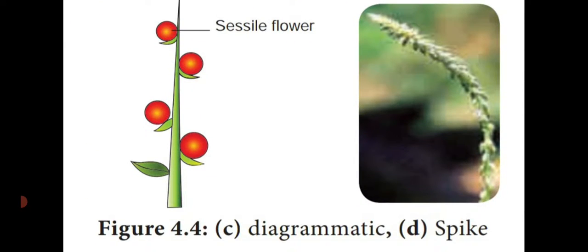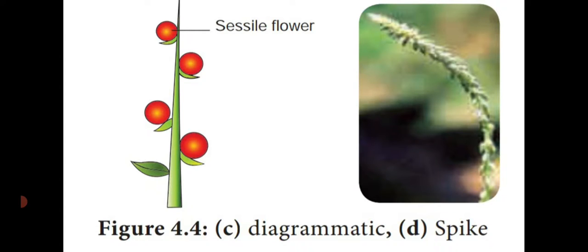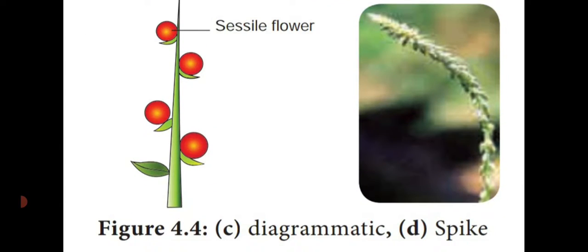Another one, spike inflorescence. I showed the diagram. See, the main axis is unbranched. Flowers are arranged in acropetal succession. Old flowers at the base, young ones towards the apex, but the flowers are without stalk. That is, they are sessile flowers. So this is the diagrammatic representation of spike inflorescence. Example, Achyranthes.